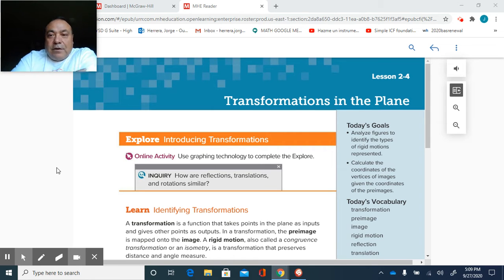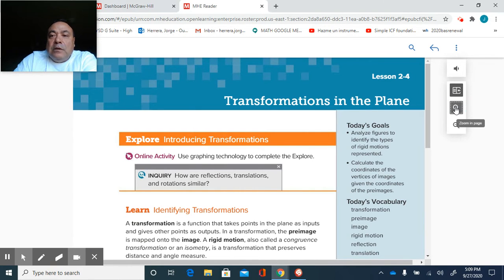Okay, guys, I have the honor of teaching lesson 2-4, transformations in the plane. The plane just means a regular graphing grid in which you have the horizontal values of x and the y values, just like that. So let's look at it just a little bit.